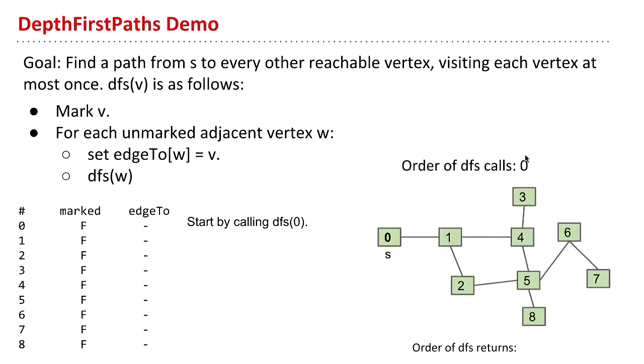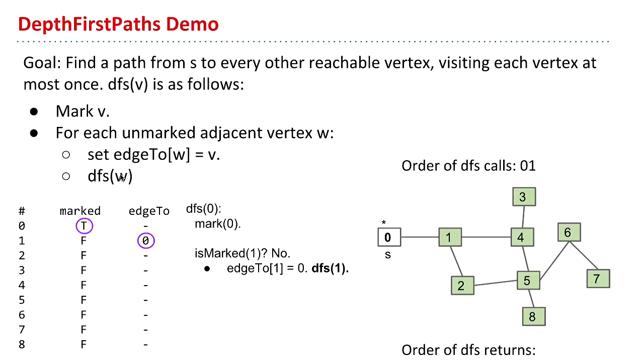So the first DFS call is to 0, and so what will happen when we go to 0? What's the first step? Marking. And then for each unmarked adjacent vertex, in this case 1, we will set the edgeTo for 1, and then call DFS on 1. So in other words, after calling DFS, the result is we mark 0 as true, and we set the edgeTo value to 0. This is the way we remember that the way to get to 1 is 0. Okay. At this point, we have called DFS 0, and now we're going to call DFS 1.